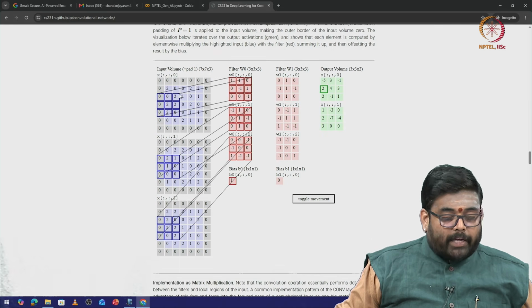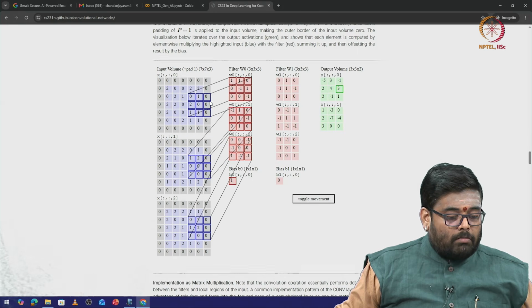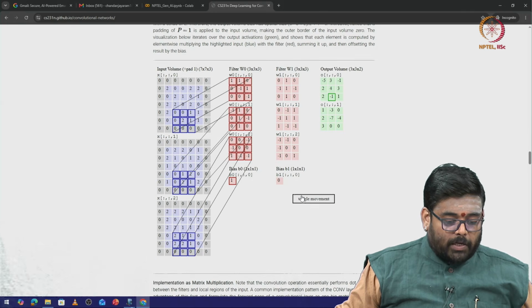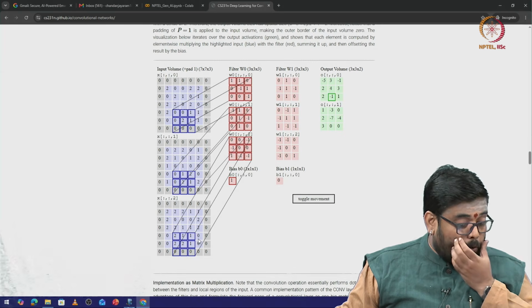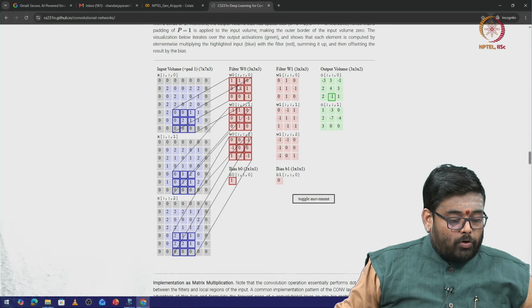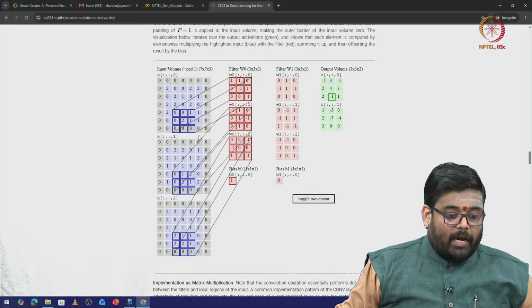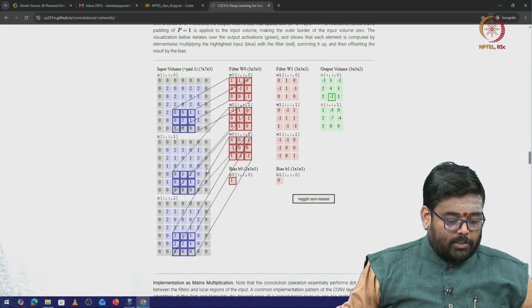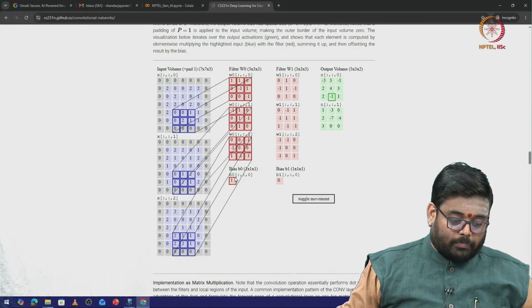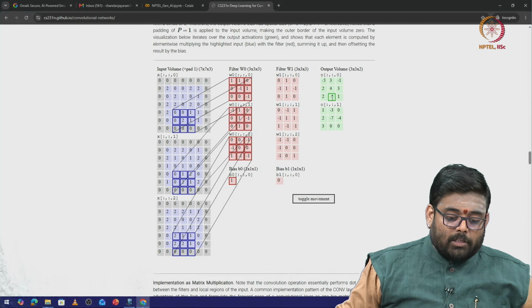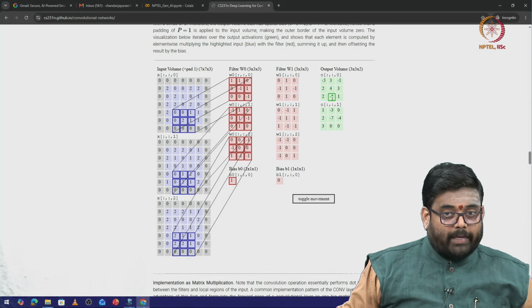At a time you are looking at a 3 cross 3 segment. You perform element-wise multiplication and add all of them. So you get a scalar from this operation, a scalar from this operation, and a scalar from this operation, through 3 scalars. You add all 3 of them plus the bias scalar, and that will give you this minus 1.